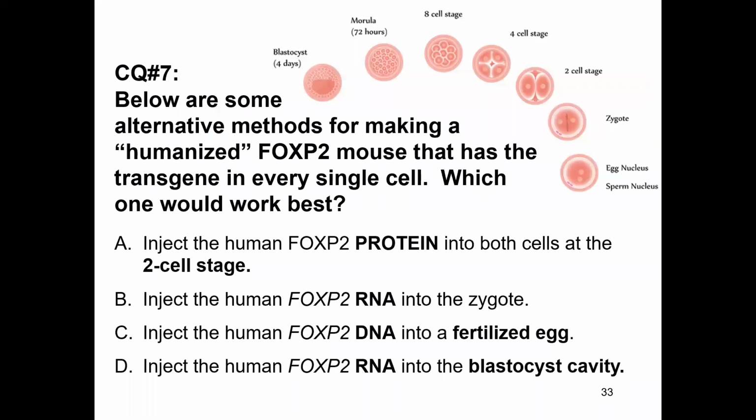Because the next question that comes up is saying, below are some alternative methods for making the humanized FoxP2 mouse that has the transgene in every single cell. So which one is going to work best? All of them say inject the human FoxP2 protein, RNA, or DNA. Do we want to put protein into both cells at the 2-cell stage? Do we want to put RNA into the zygote? Do we want to put DNA into a fertilized egg? Or do we want to put RNA into the blastocyst cavity?